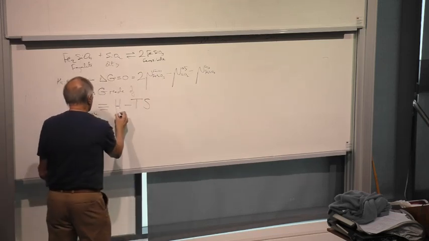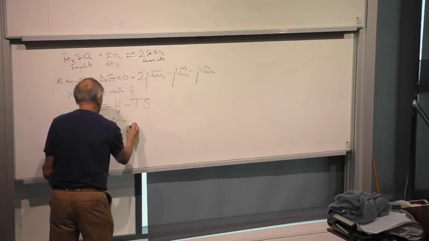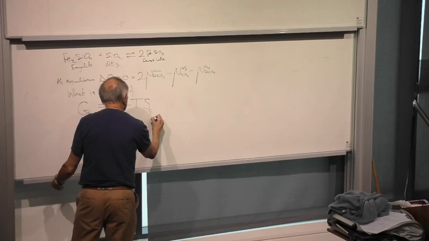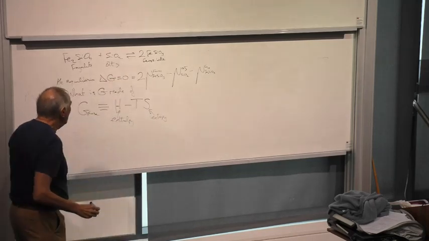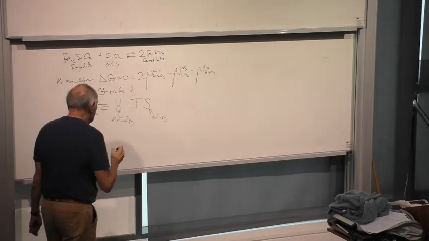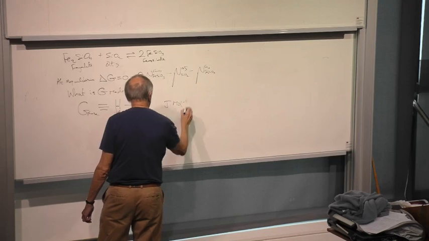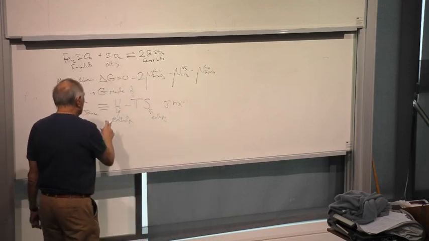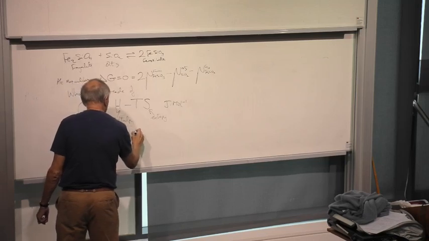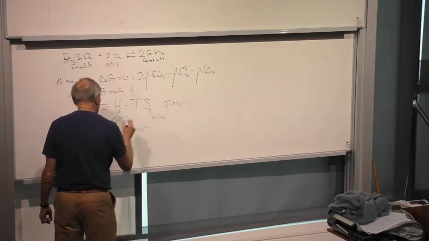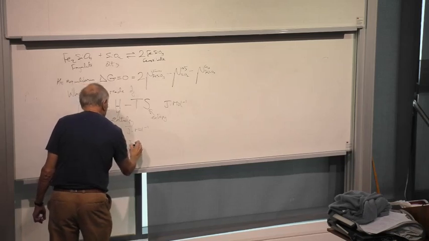Okay, so that's the enthalpy, and that's the entropy. And as we've just defined it, the free energy has units of joules per mole. So enthalpy obviously is in joules per mole, and entropy is in joules per mole per degree.